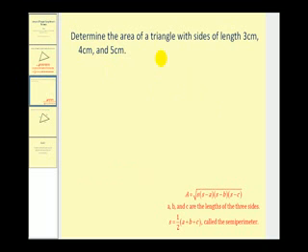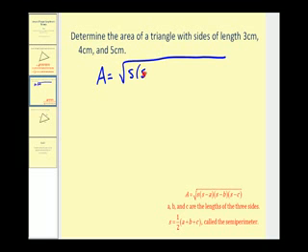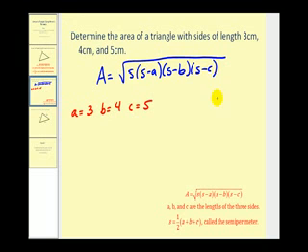Here we want to determine the area of a triangle with sides of length 3 centimeters, 4 centimeters, and 5 centimeters. So the area is going to equal the square root of S times S minus A times S minus B times S minus C. So let's go ahead and let A equal 3, B equal 4, and C equal 5. Remember, S is the semi-perimeter or half of the perimeter.